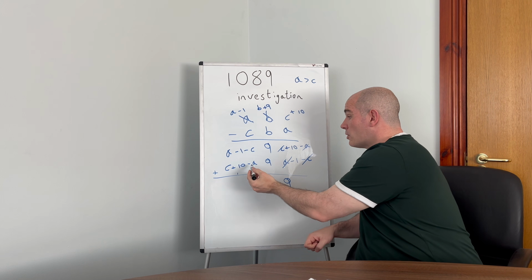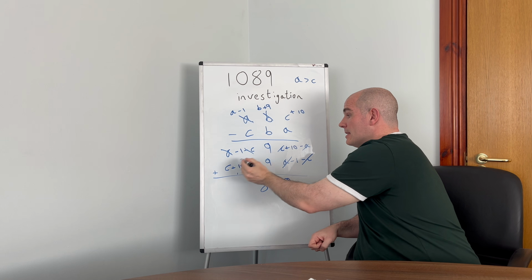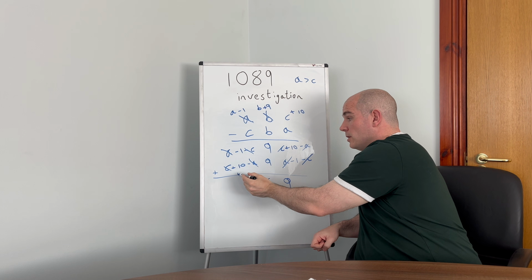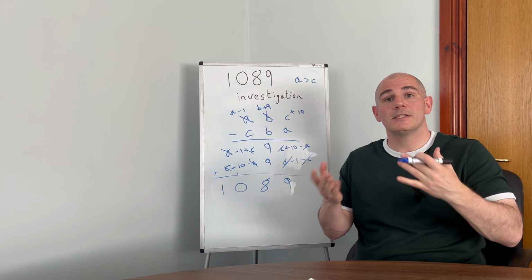And then here, we've got minus A plus A. They cancel out again. Minus C plus C. They cancel out. That becomes 0. They cancel out. And then we've got minus 1 plus 1. That's equal to 0. Plus 10 is equal to 10. So that's it. That's always equal to 1089.